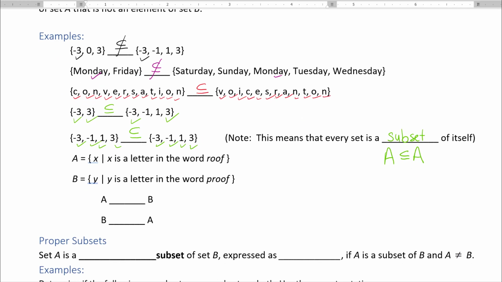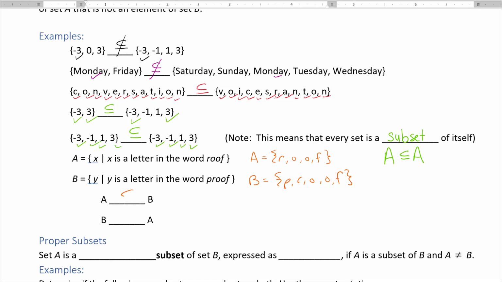So for our next example, we have A is the set of all X such that X is a letter in the word roof, and B is the set of all Y such that Y is a letter in the word proof. So if you're thinking about each one of these independently in roster notation, we have R, O, O, and F. For B, we have P, R, O, O, and F. And technically, you probably didn't need to write O twice. It's kind of redundant.